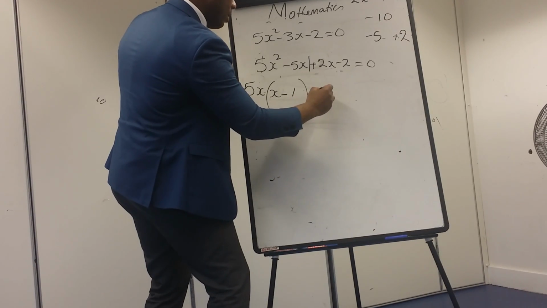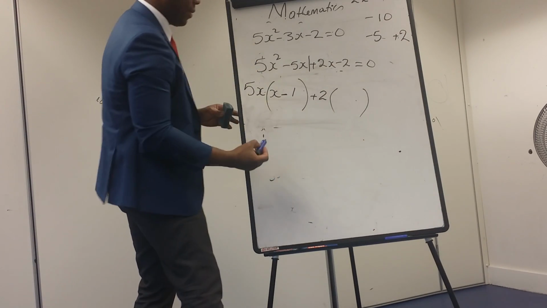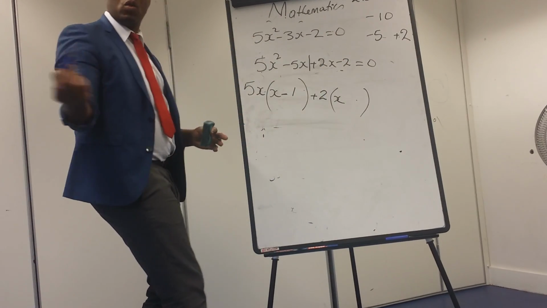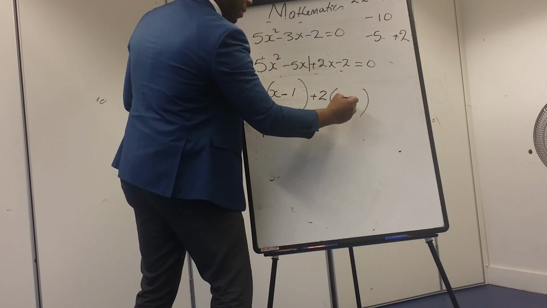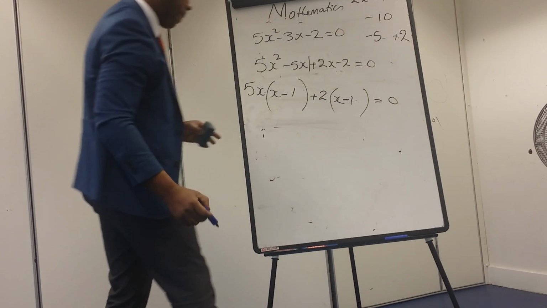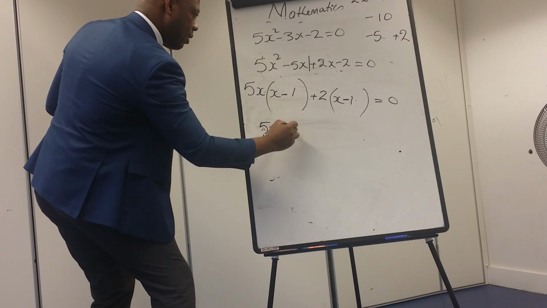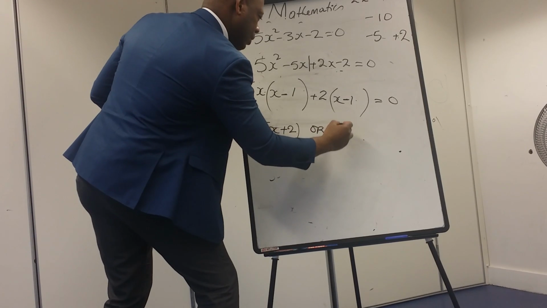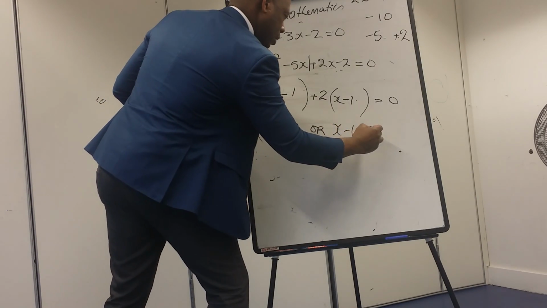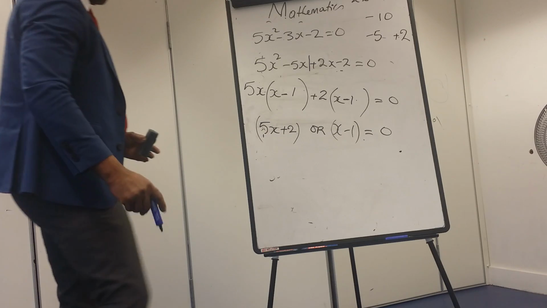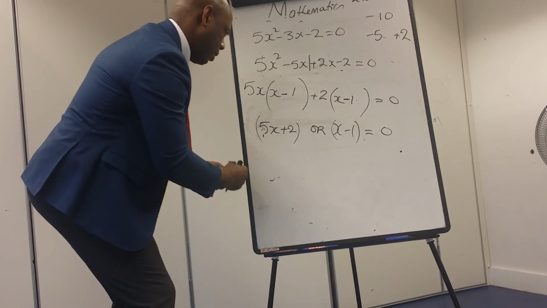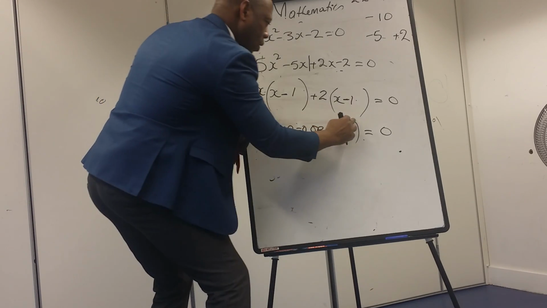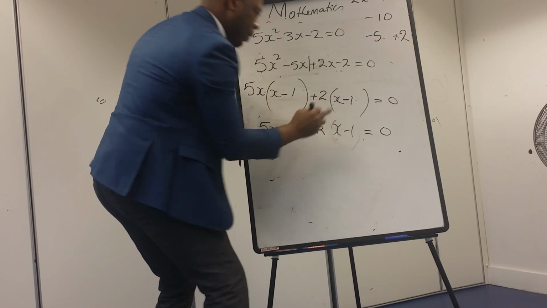And let's use 2 as our common factor. So 2x divided by 2 is x, and minus 2 divided by 2 is minus 1. Very good. That's all equal to 0. So now we have (5x plus 2)(x minus 1) equal to 0. So we should have 5x plus 2 equal to 0 or x minus 1 equal to 0.